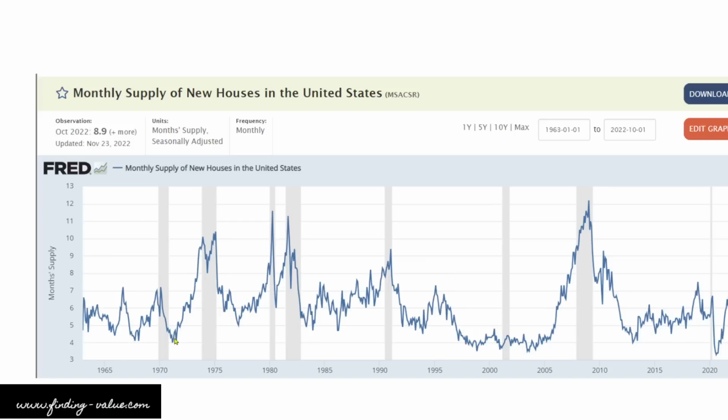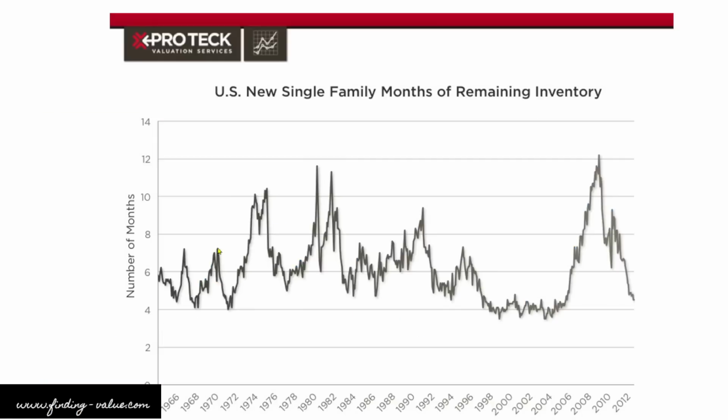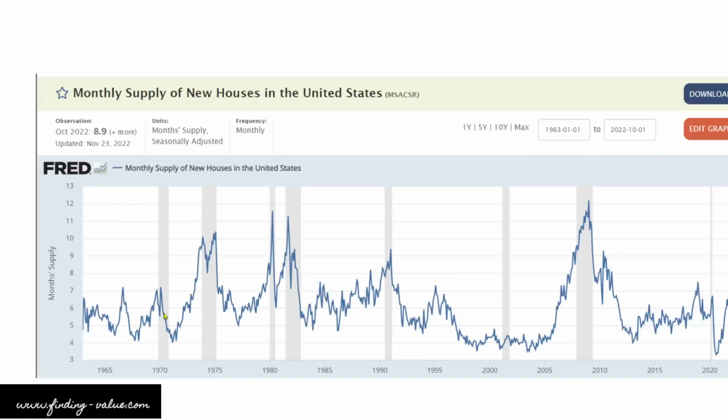So we've had high months, pullback, high months, pullback. You can see the dark recessions. They're tied to the housing market. High inventory here in 1970, recession.